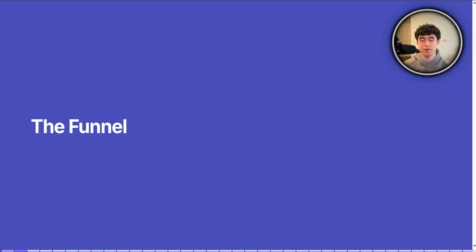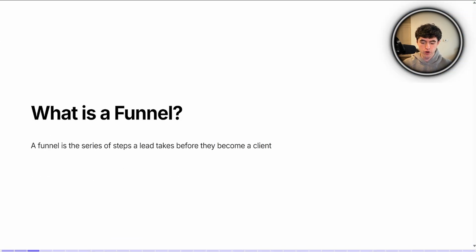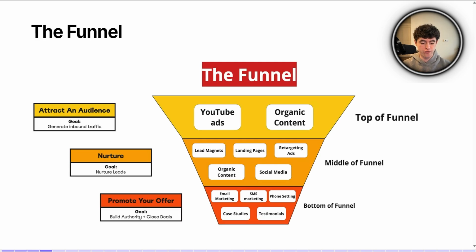So starting off with step number 1, we have the actual funnel itself. So what actually is a funnel? Well, a funnel is the series of steps a lead takes before they become a client. So there are 3 different parts to a funnel. Number 1, we have top of funnel. 2, we have middle of funnel. And 3, we have bottom of funnel.